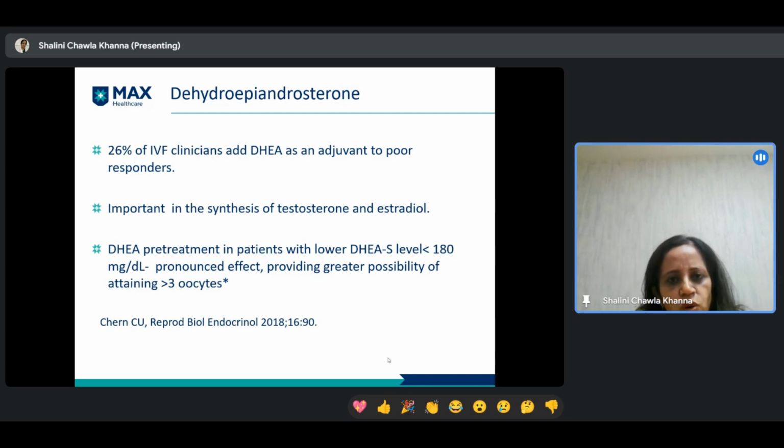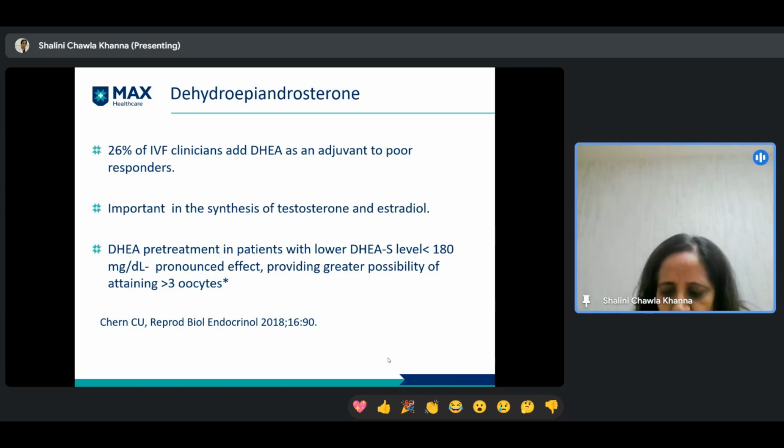Another, we all are very fond of giving DHEAS. The literature suggests that 26% of IVF clinicians add DHEA as an adjunct to the poor responders. Now, why and what important role does DHEA play? This is important in the synthesis of testosterone and estradiol. I have not got that diagram, but it is just important to remember that in the steroid pathway, it is important in the synthesis of testosterone and estradiol.